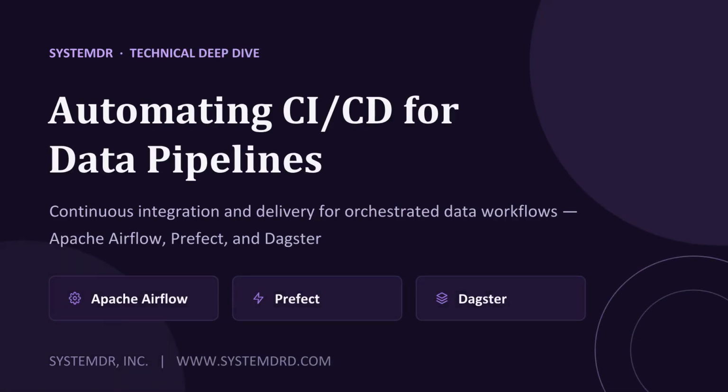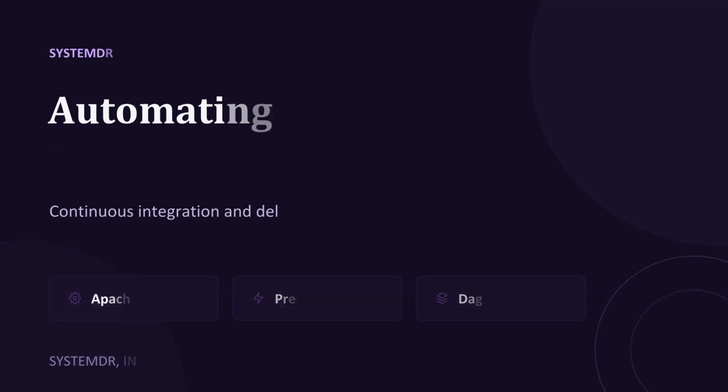Welcome. Today, we're talking about automating CI/CD for data pipelines. Specifically, how to bring real software delivery discipline to orchestration platforms like Apache Airflow, Prefect, and Dagster. This isn't a tutorial on any one of these tools. It's a look at the layer that sits on top of all three. How do you test, build, and deploy pipeline code safely, the same way you'd ship any other piece of production software? Let's start with why this problem is harder than it looks.